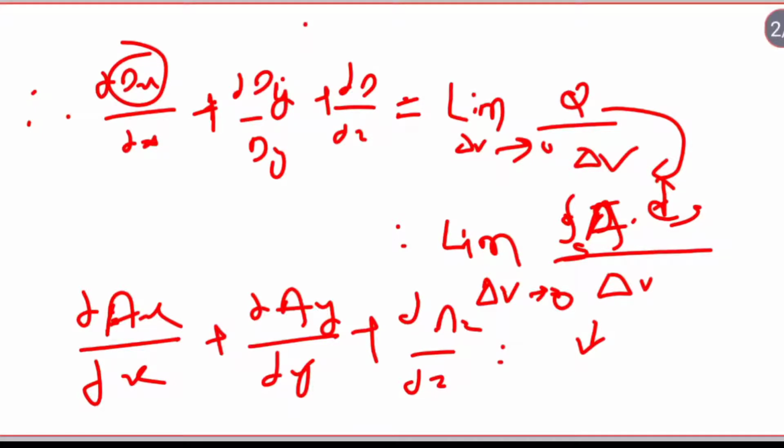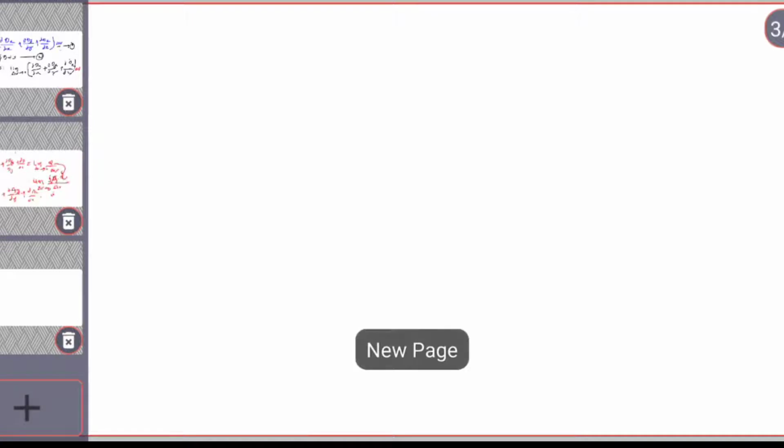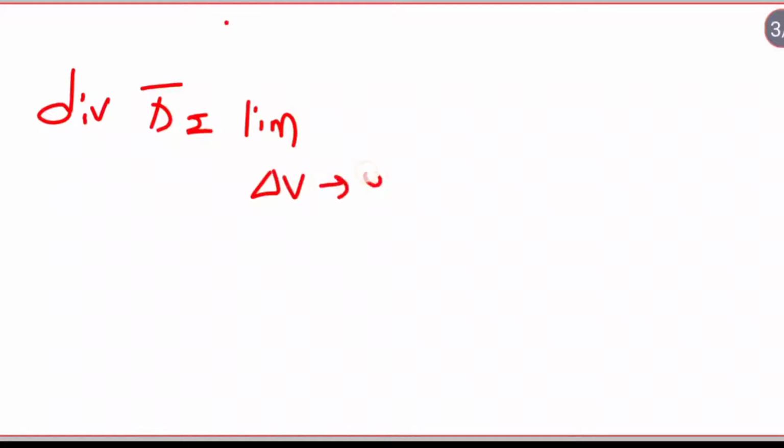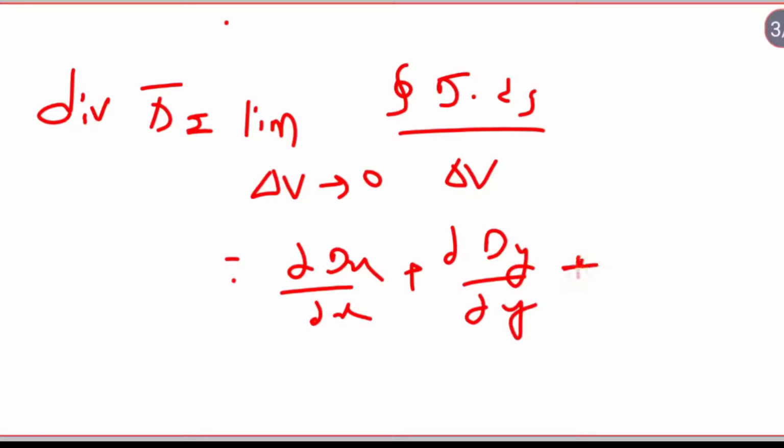This mathematical representation on A is called divergence of A, or divergence of D bar, which can be written as: divergence of D bar is limit delta V tends to 0 of surface integral D dot dS divided by delta V, which equals dou Dx by dou x plus dou Dy by dou y plus dou Dz by dou z. This is the divergence of D bar.